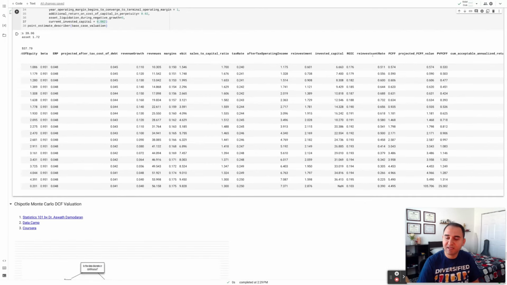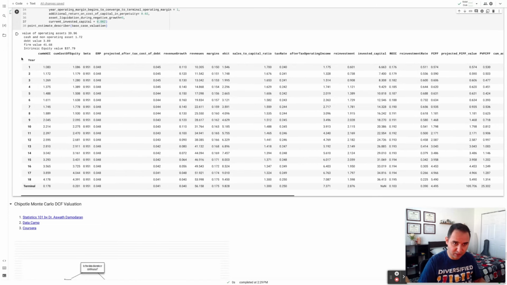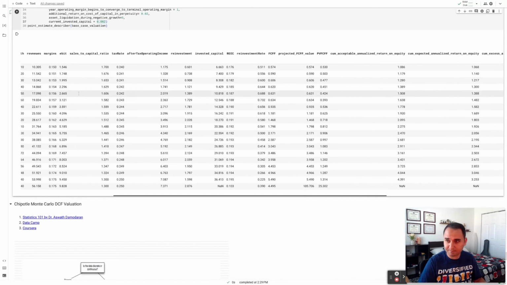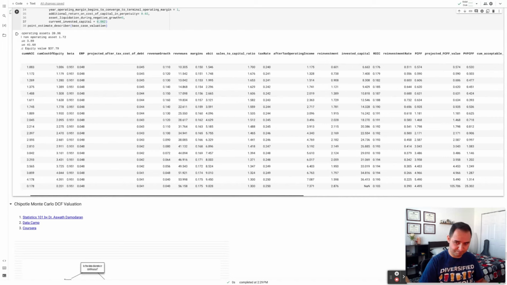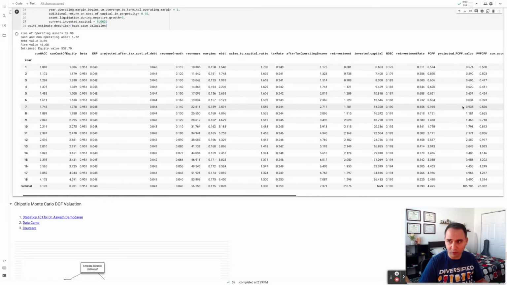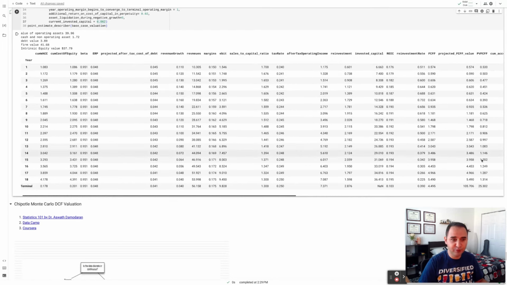And here is your reinvestment rate. Reinvestment rate is your reinvestment, that's 600 million, divided by after-tax operating income. When we take that into account, we arrive at the free cash flow to the firm. We discount that free cash flow to the firm according to the cost of capital that we calculated, and then we arrive at the present value of the free cash flow to the firm. So this is essentially the whole model. We keep doing this, and this is your terminal value of the free cash flow to the firm, which is 25 billion in present value.